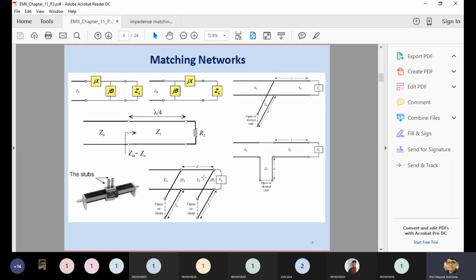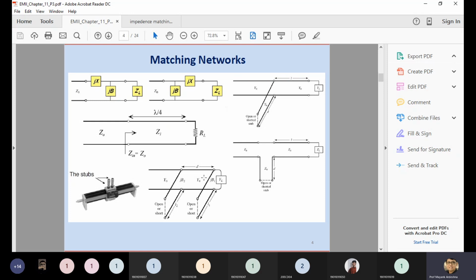So whatever the problem of the single stub matching, this problem can be solved by using the double stub matching. In a double stub, we insert two wires, one at one location and the second at another location. But the distance between these two wires is fixed.